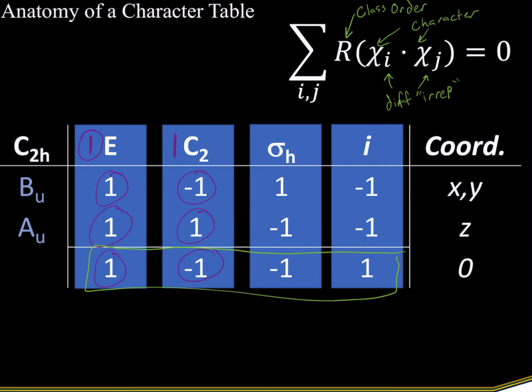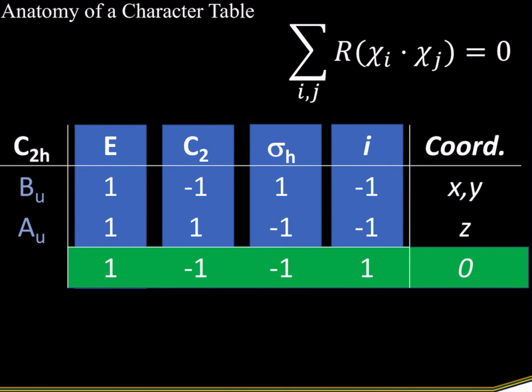So if we multiply these all together, this is how we end up where we are. Now we're going to add these together: 1 plus -1 plus -1 plus 1, and that should be equal to 0. So I add along inside this green box, and I see that this is equal to 0. This is the proof that BU and AU are orthogonal. Because this is true, I can say that BU and AU are orthogonal.